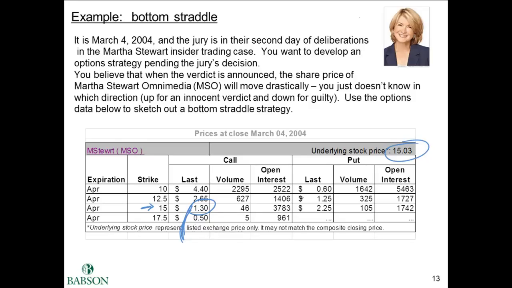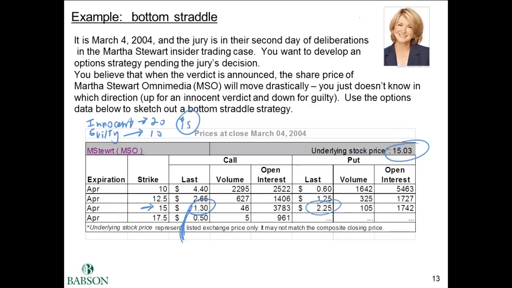But some people think that she's going to be found guilty, and that's going to hurt the company. And so they're buying put options for $2.25 apiece. And they're thinking that the stock price is going to plummet. So let's say if she's found innocent, the stock's going to go up to 20. And if she's found guilty, the stock's going to go down to 10. And again, it's currently at $15. But you're not sure how she's going to be found.